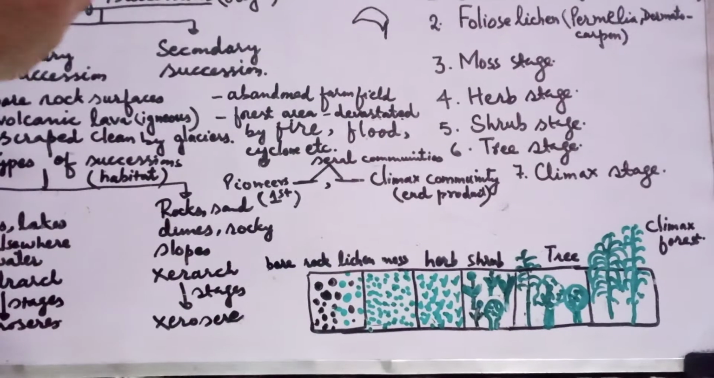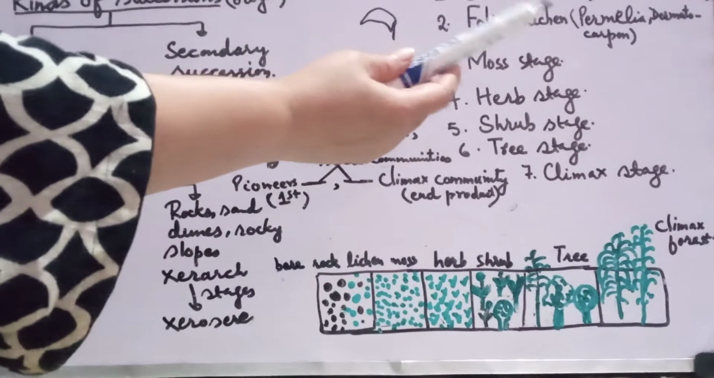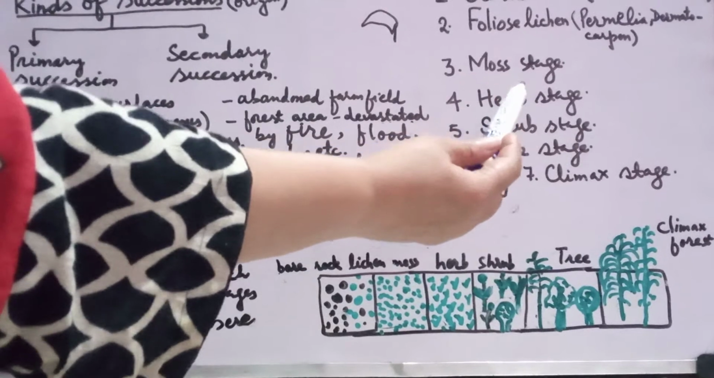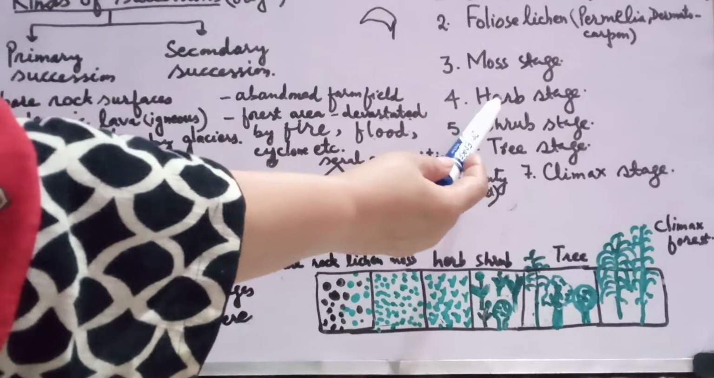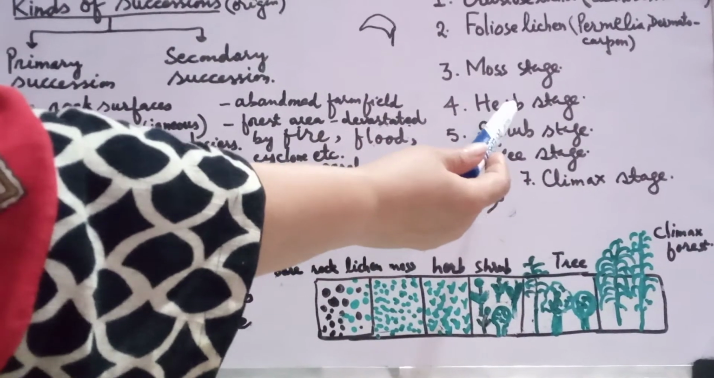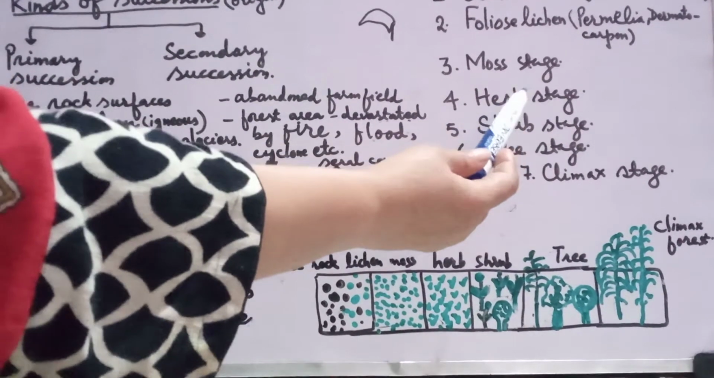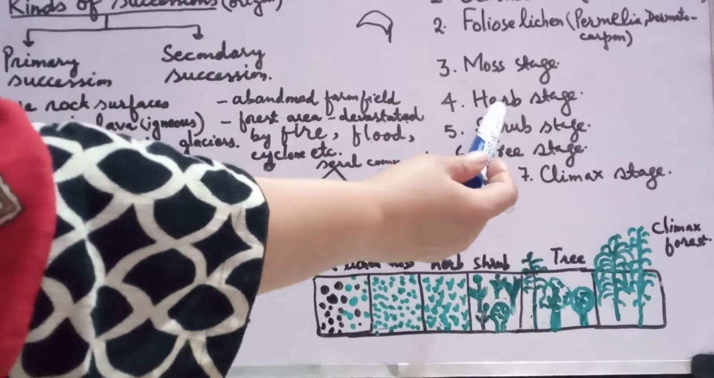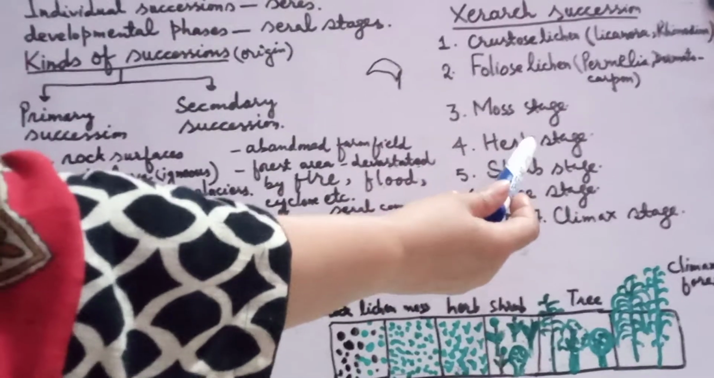So after the moss stage, the herb stage appears, and herbaceous weeds mostly invade the rock. The species which started to invade the rocks are annual species, and their roots penetrate deep into the rocks, and they further increase the process of weathering. Breakdown of rock into soil is called what?